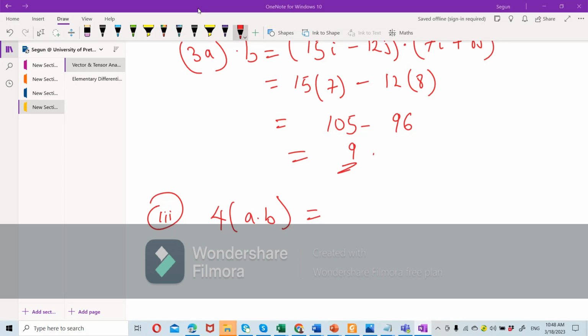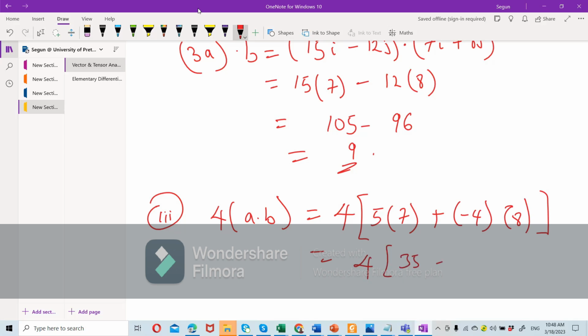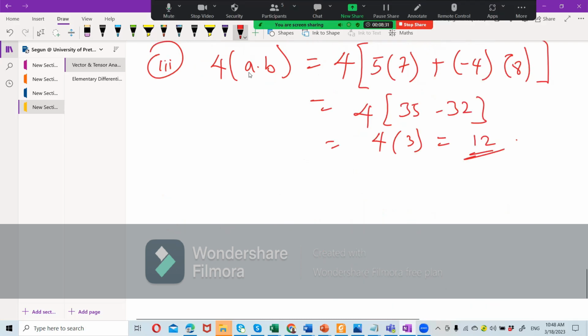That's good. So it simply means 4 in big brackets, 5 into 7, plus minus 4 into 8. So at the end of the day, you have 4 in bracket 35 minus 32, which equals 4 into 3. At the end of the day, you have 12. So you're right. That is how we work it out.